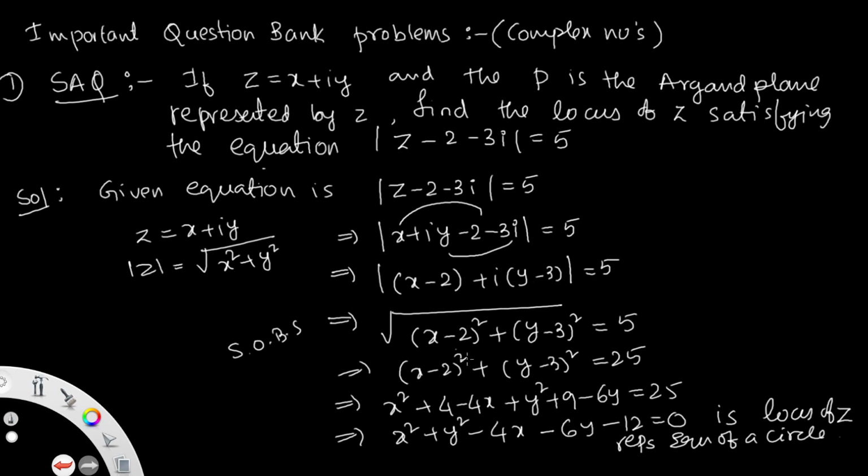If z equal to x plus iy, the formula for mod z is root of x square plus y square, where x is replaced by x minus 2, that is x minus 2 whole square plus y minus 3 whole square equal to 5. Squaring on both sides, x minus 2 whole square plus y minus 3 whole square equal to 25. Now the expanded form is x square plus y square minus 4x minus 6y minus 12 equal to 0, which is the locus. It represents the equation of a circle. This carries 4 marks in the IPE question. Okay, next go to the second question.